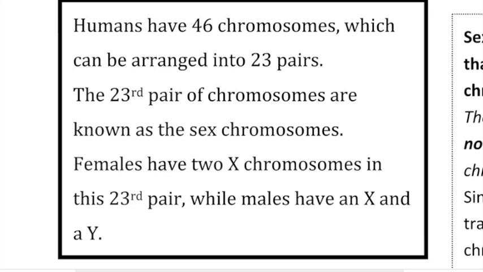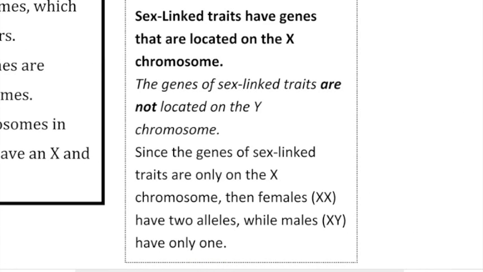Humans have 46 chromosomes. Different kinds of animals have different numbers of chromosomes, and humans happen to have 46. And when you arrange them into their homologous pairs, you get 23 pairs. The 23rd pair of chromosomes that we looked at in the picture are called the sex chromosomes because they tell you if you're male or female. And females have two X chromosomes, and males have an X and a Y. So in the picture up there, we were looking at male chromosomes.